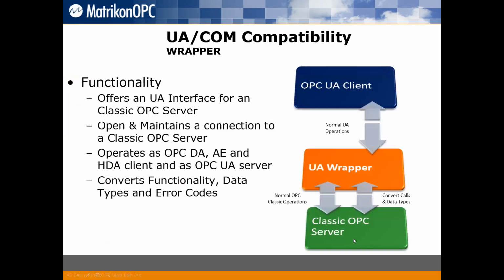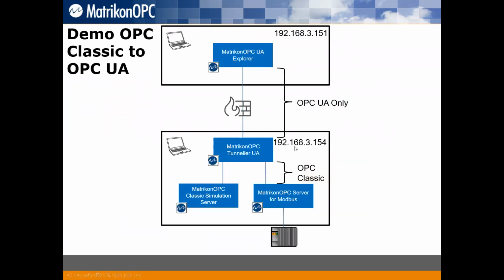All right, so let's do this example first. Let's suppose we have some OPC Classic servers and we need to read data in an OPC UA client. How can we do it? Basically, we use the Tunneler in the wrapper functionality. This is the architecture. These are the same computers that I was using, and the same OPC Classic servers, but we want to expose this data over OPC UA. All right, so let's go back to the demo.